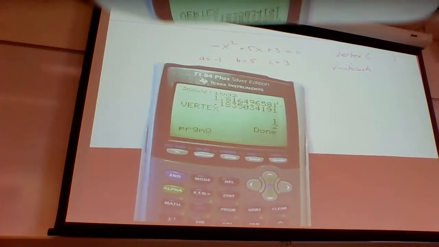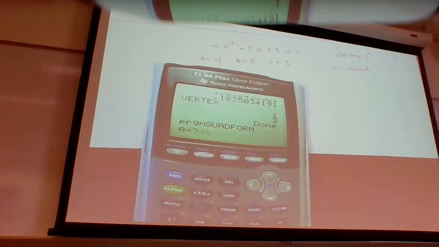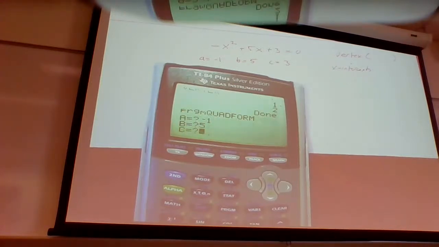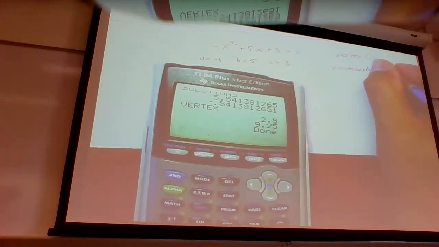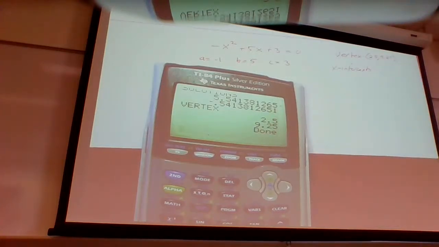Program, quad form, enter. A is -1, enter. B is 5, enter. C is 3, enter. Now, please be careful. What is the vertex? 2.5, comma, 9.25. Are we okay?